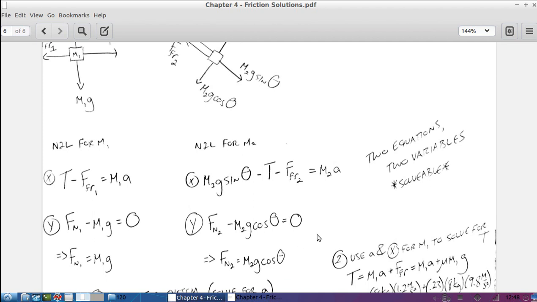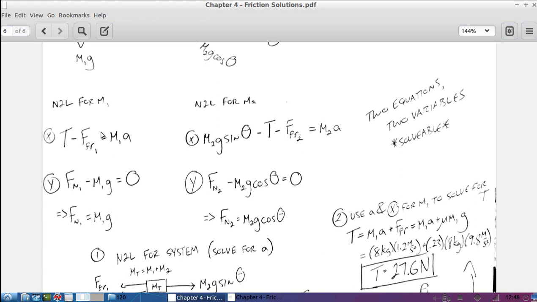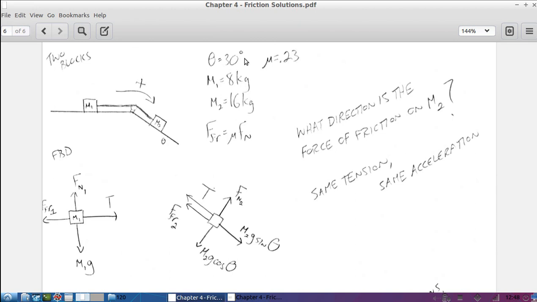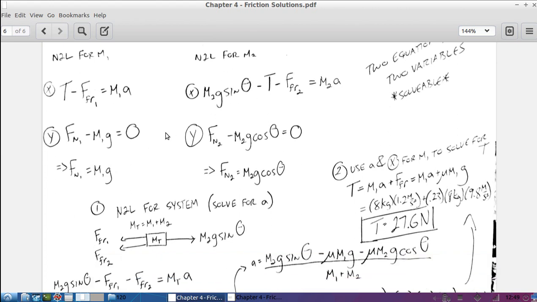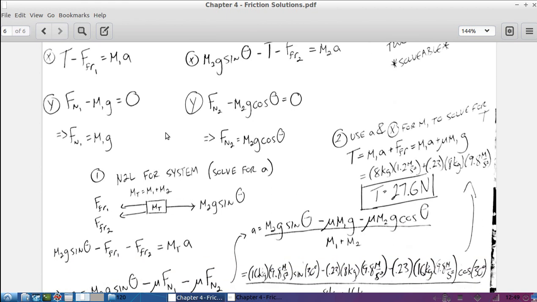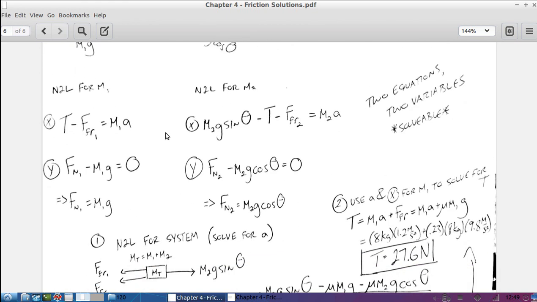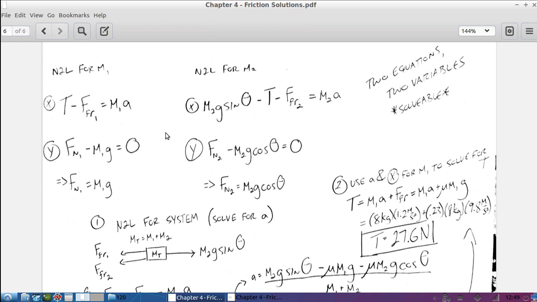Okay, so I've got a system here, right? Newton's second law in the x direction for both objects. Friction is mu times the normal. I know the coefficient of friction, it's 0.23. I know the normal force for each block, so I can calculate the friction force for each block, and I could solve this system. It's two equations, two variables. I can solve it. But again, I want to see if I can avoid that by defining my system as both of the blocks.